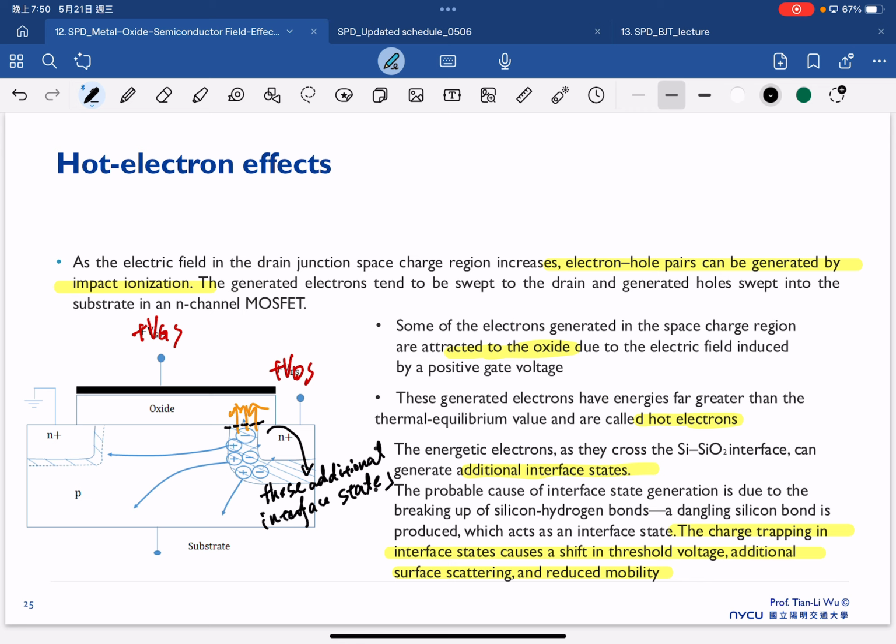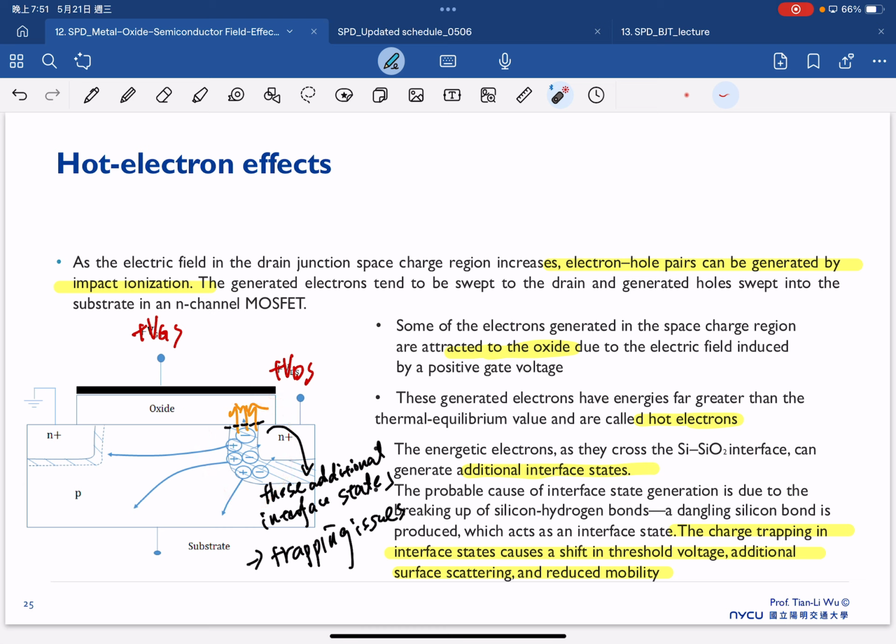will cause the trapping issues. And this trapping issue will cause threshold voltage shift, surface scattering, and reduce mobility because we have a lot of electron trapping close to the drain side. So that's what we call the hot electron effects.